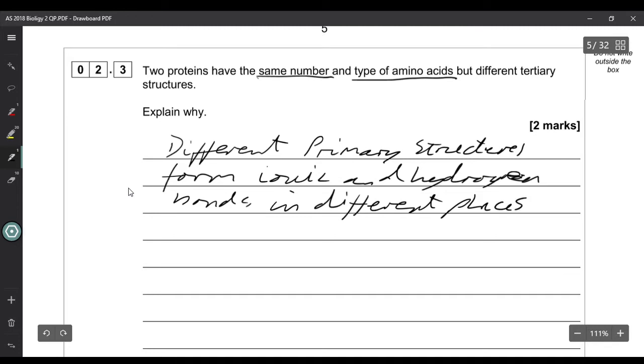Now, during the exam, a lot of students got confused about the structure of proteins and DNA. So again, going into the exam, make sure you know the different types of structures and the different types of bonds that are involved in both protein structure and DNA structure.